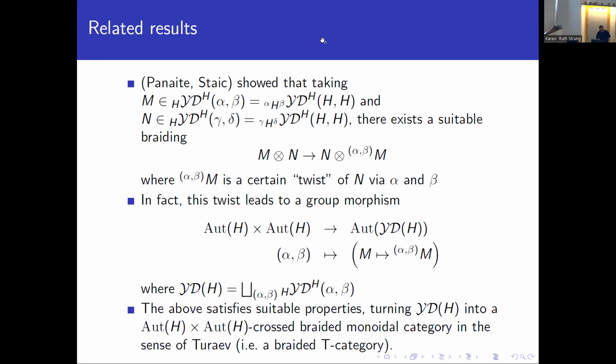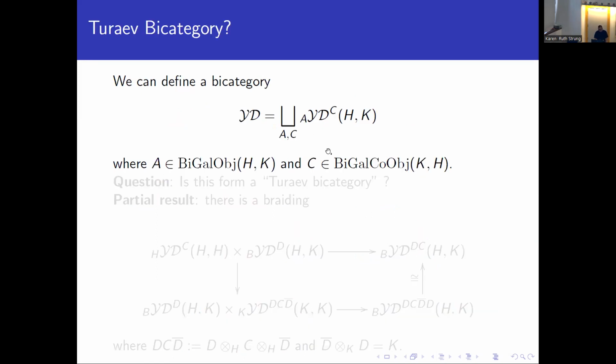We want to generalize this, because this is in terms of Panaite and Staic, and this is not really the most general setting. So we want to generalize this result to our case. How do we do that? First of all, we can define a bicategory YD, where the zero-cells are the bialgebras H and K, the one-cells are the generalized YD module categories, and the two-cells are morphisms between them.